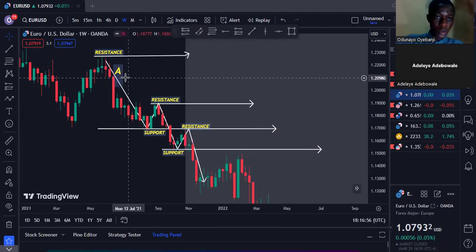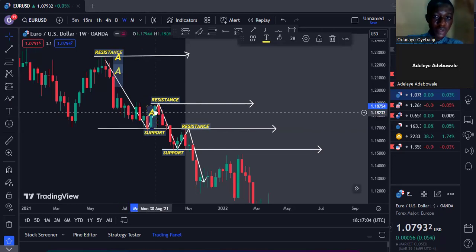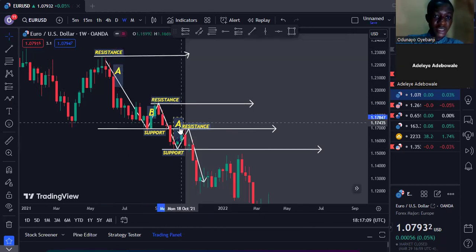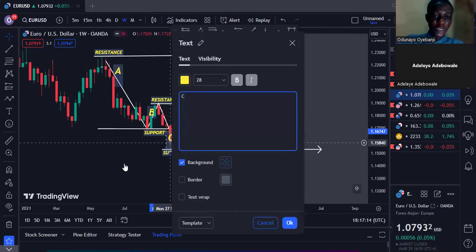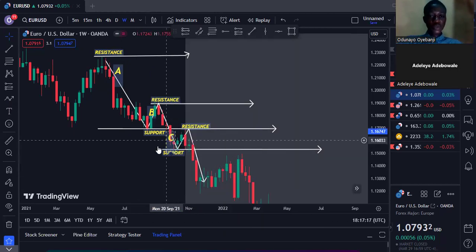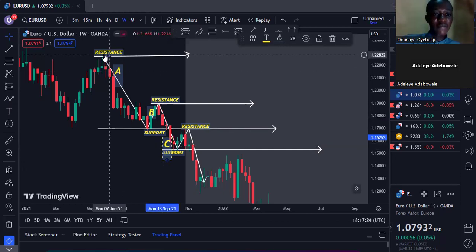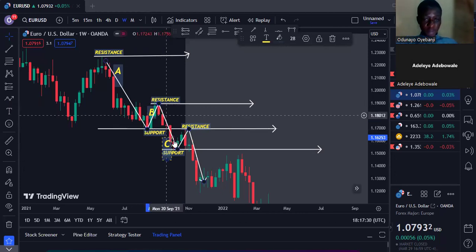Let me use Control C, Control V. So let's go this way. This A movement, this B movement, and this C movement. Whenever we have this movement, in Forex what you look for is three confirmations to know whether it's trending upward or downward. That's what I call ABC. The A movement moves downward, the B movement moves upward, then the C movement breaks the previous support. Do you get me?